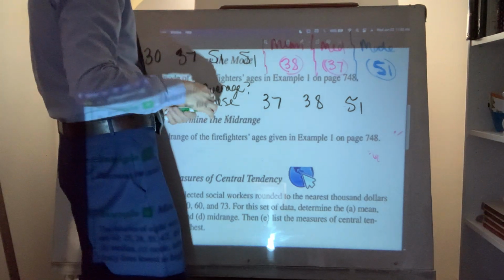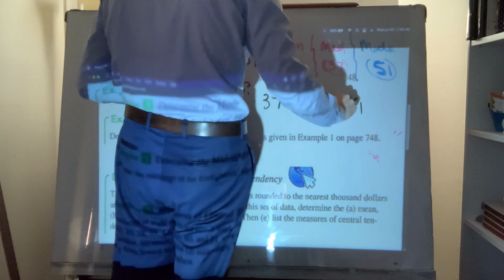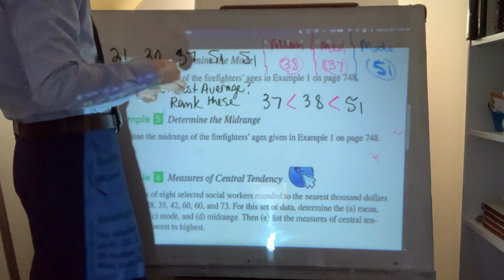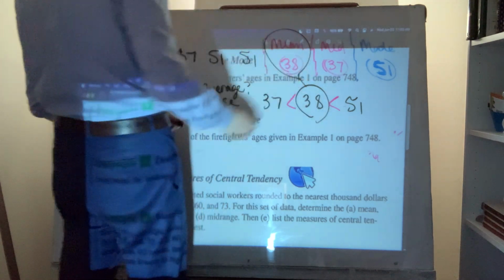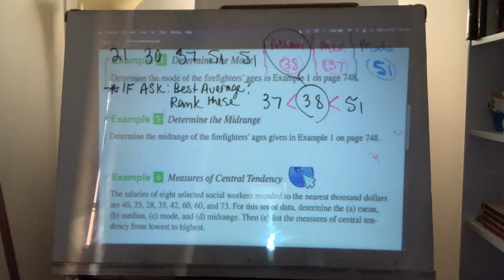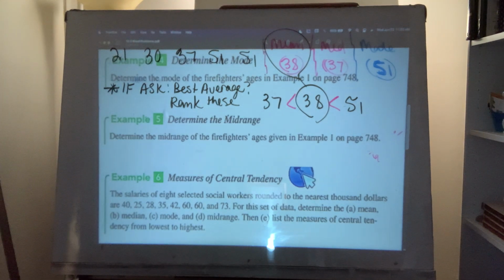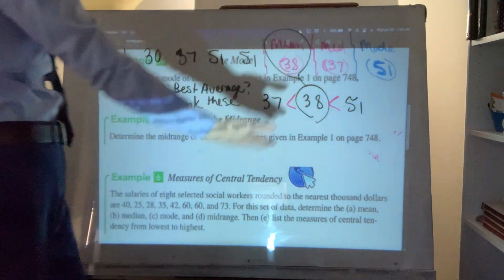Which is the middle of the middles? Well, 37 is less than 38, and 38 is less than 51. My logic is 38 is in fact the best average. 51 is a dud. 37 is pretty reasonable too, but of those 3 things, that's the actual middle of the middles, if you will.